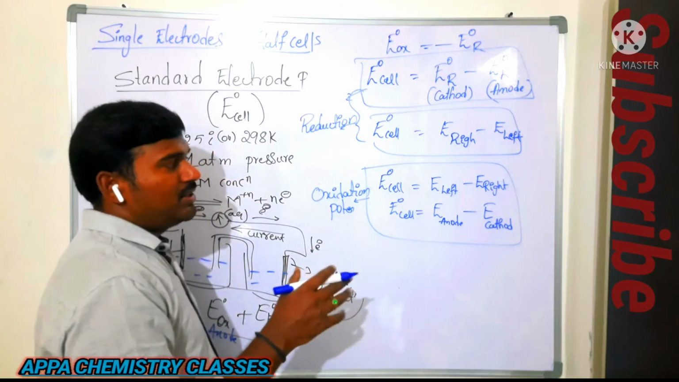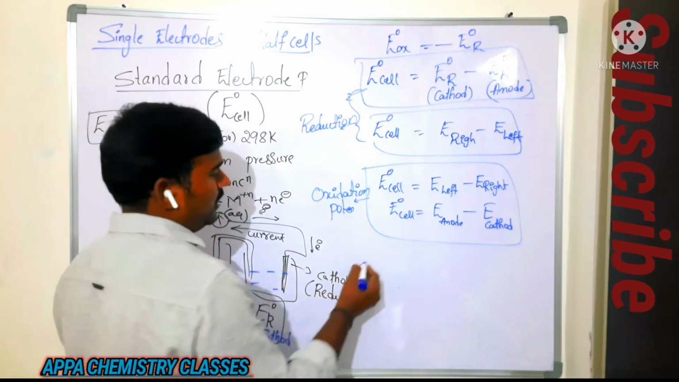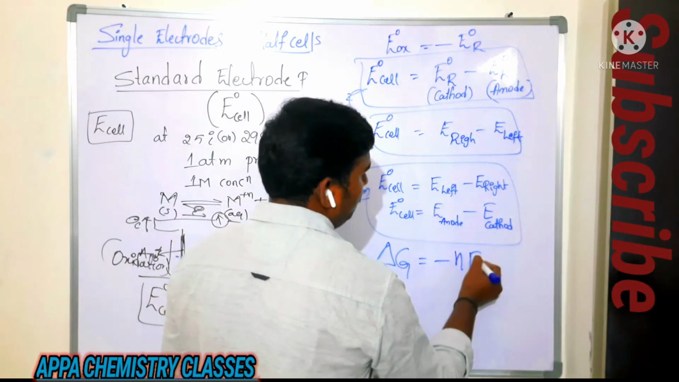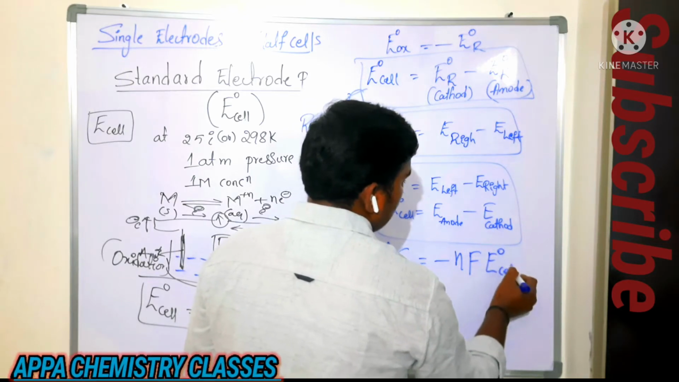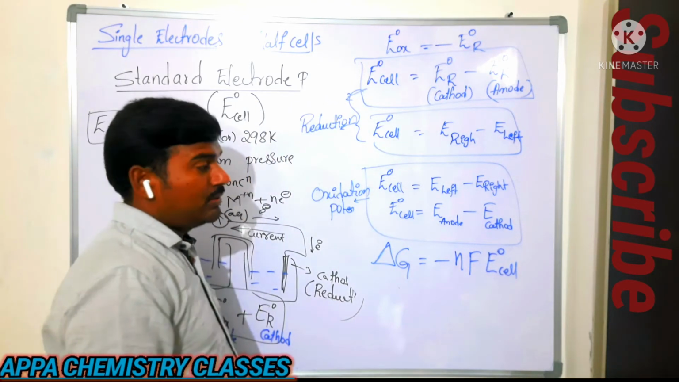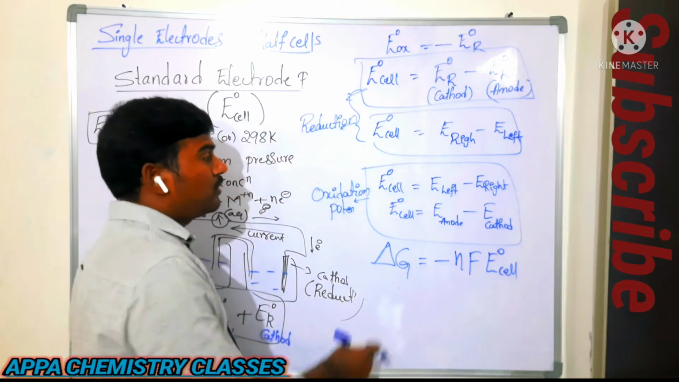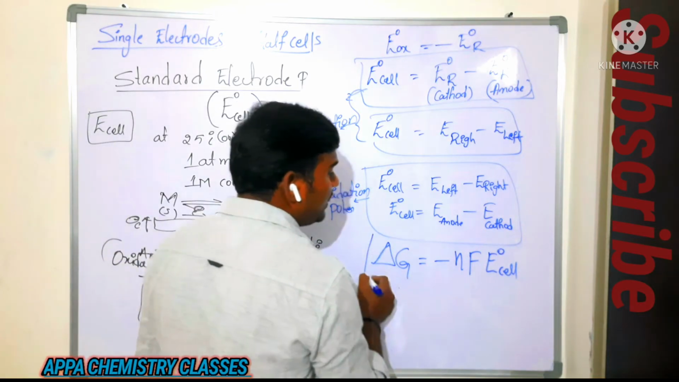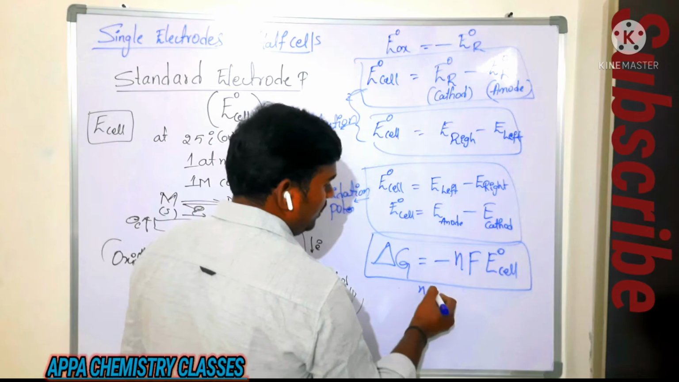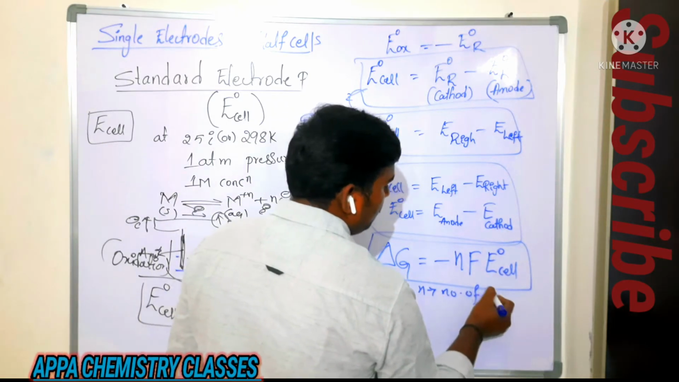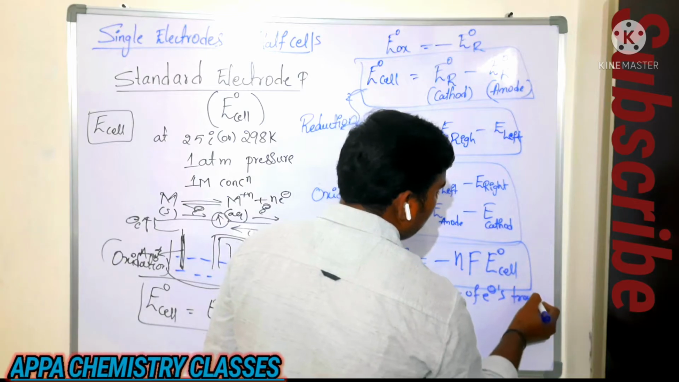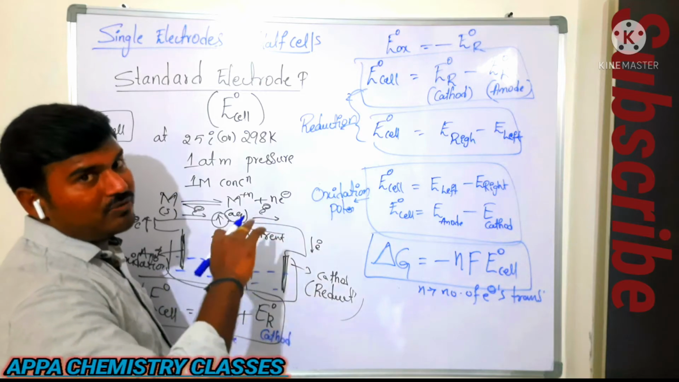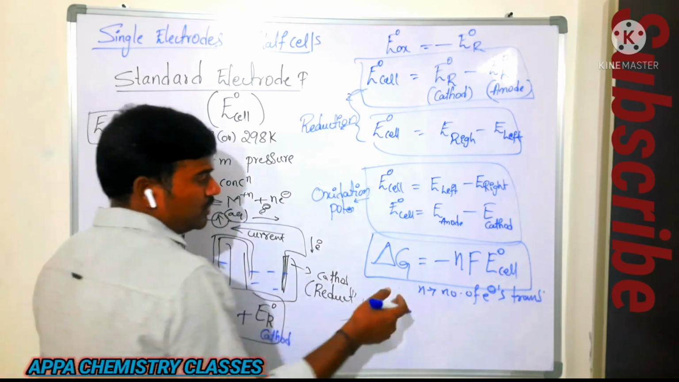Now what is the relation between this electrode potential and Gibbs free energy? The change in Gibbs free energy is equal to minus n F E naught cell. We had seen that F is the Faraday constant, and E naught cell is the standard electrode potential we calculate here. What is n here? n is the number of electrons transferred from anode to cathode. How many electrons are transferring? Is that clear?